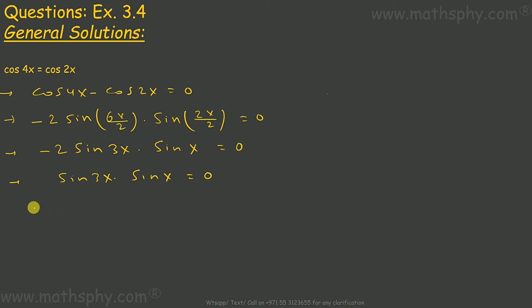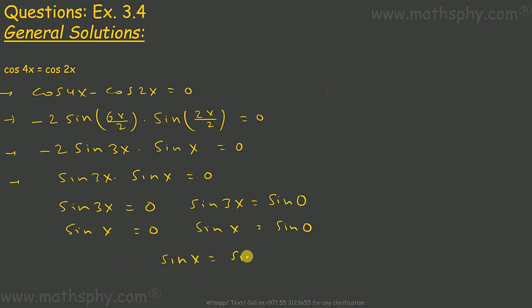Now in this case, either sine 3x can be 0 or sine x can be 0. Here sine 3x equals 0 and sine x also equals 0. Can I write it as sine 3x equals sine 0? Sine 0 degrees is 0. Same here: sine x equals sine 0. Now this is sine x equals sine y, where I'll write this way.